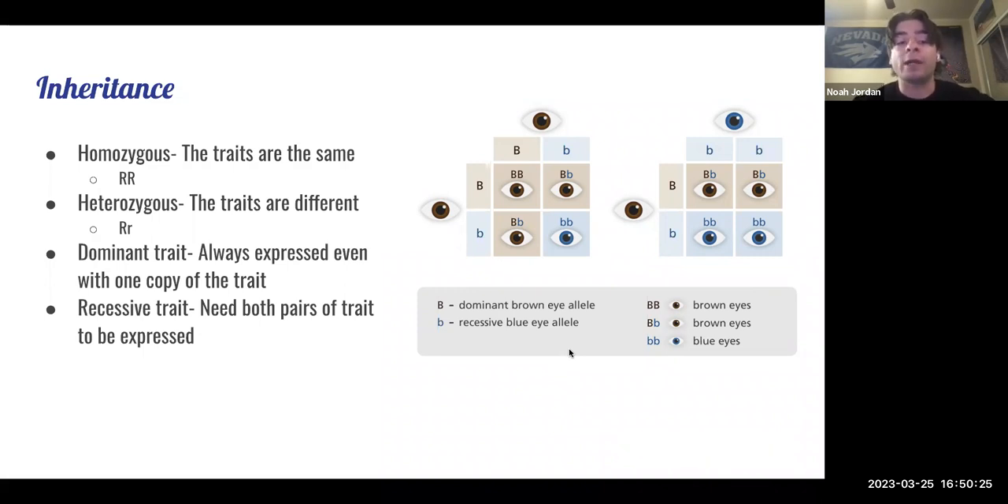Then there's the recessive trait, where it needs both copies of the trait to be expressed. So once again, for this example, you can see there are two lowercase b's that make the blue eye, but it needs to have both lowercase b's. If there was a lowercase and an uppercase b, it would once again produce the dominant brown eyes.